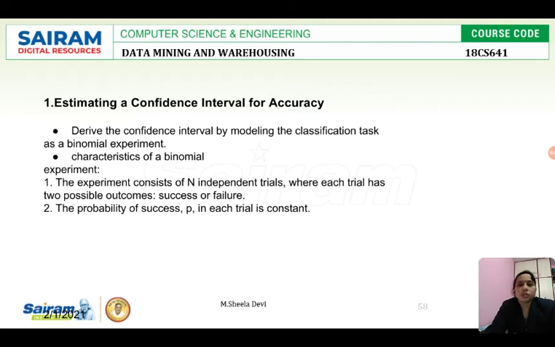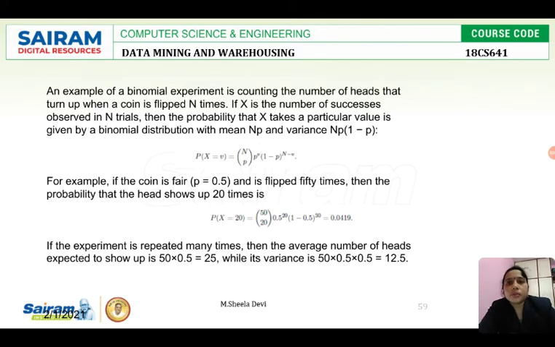So in a binomial experiment there are only two possibilities, either success or failure, either 0 or 1. The probability of success p in each trial is constant. An example of a binomial experiment is counting the number of heads that turn up. Only two possibilities are there in tossing a coin, either head or tail. This is the best example of a binomial experiment.